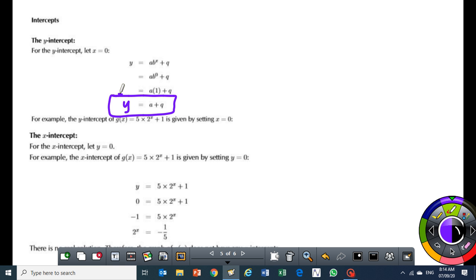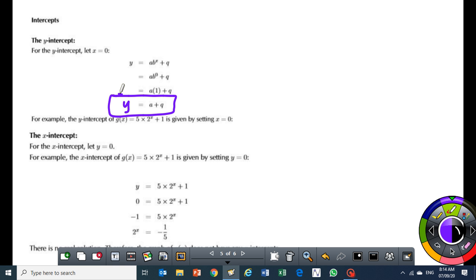The y-intercept is always equal to y equals q. Don't worry, the a cannot be 0, obviously. Okay? A cannot be 0. So you always have a value for a here. Q can be 0. So sometimes the y-intercept can be the value of a.